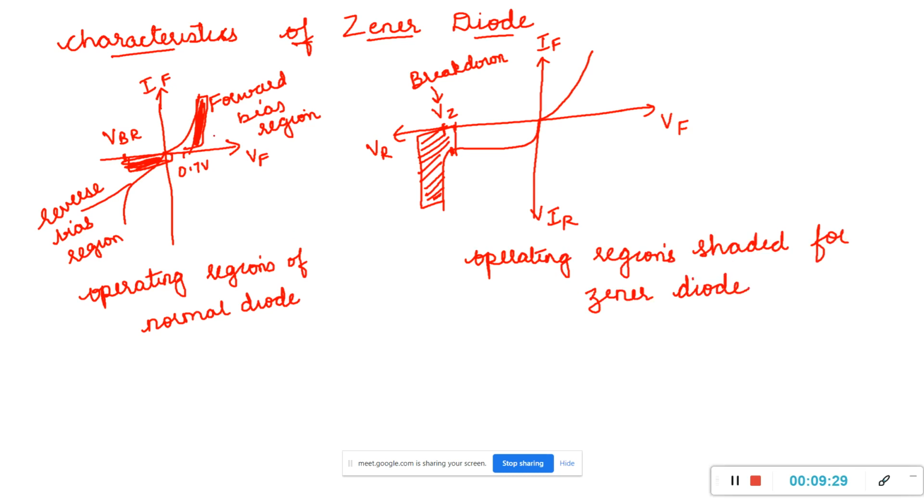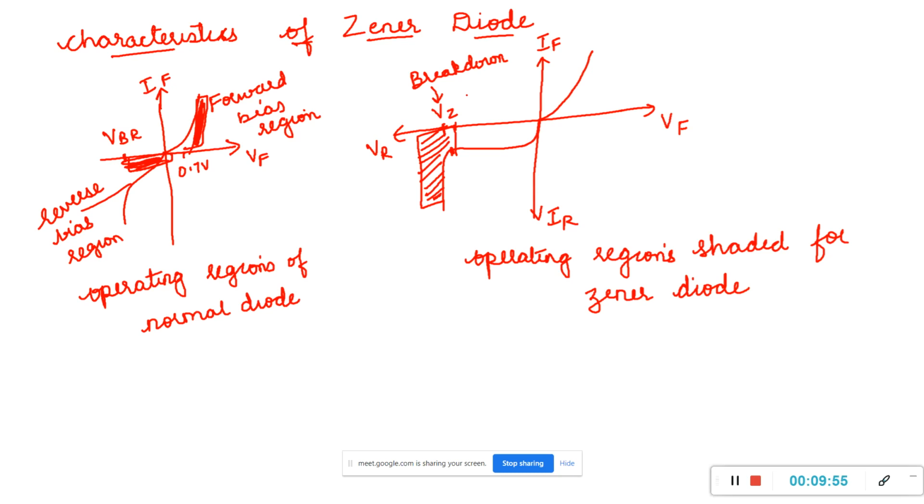So normal diodes operate in the forward bias region as well as in the reverse bias region, whereas the Zener diode operates only in the third quadrant, that is, in the reverse bias region. When you apply negative voltage, negative current flows. So it is in the third quadrant. Hence this is a difference between the normal diode and the Zener diode.